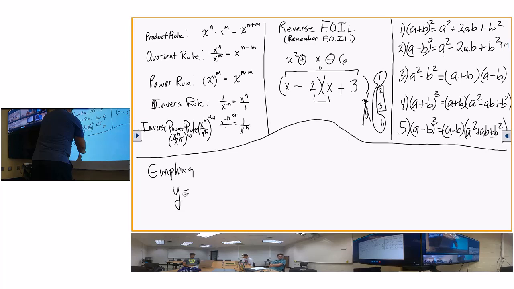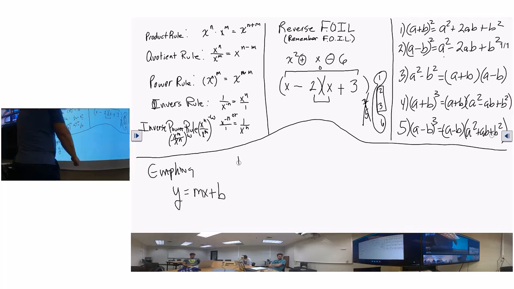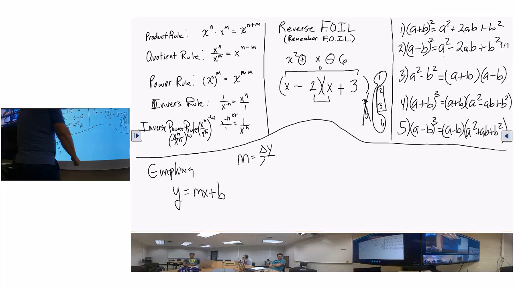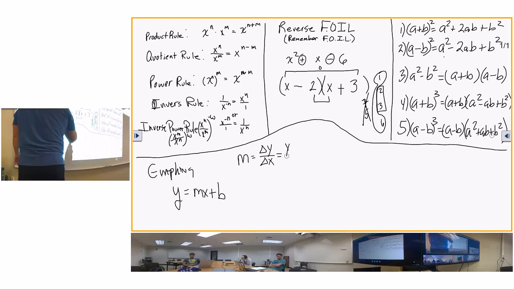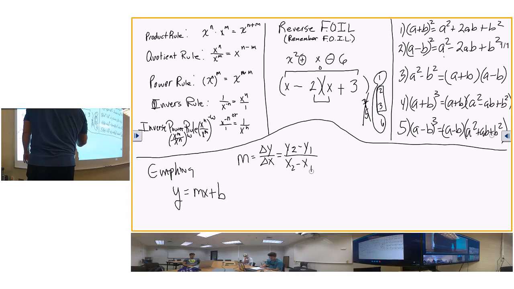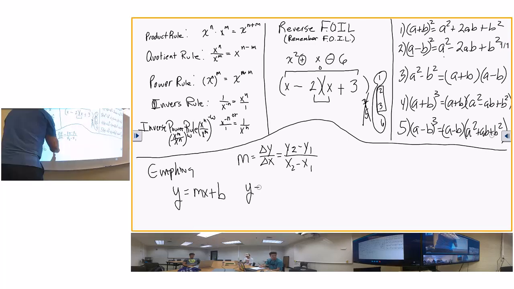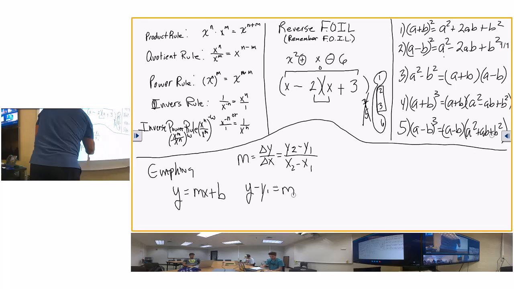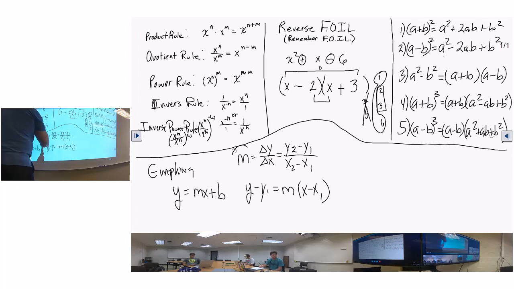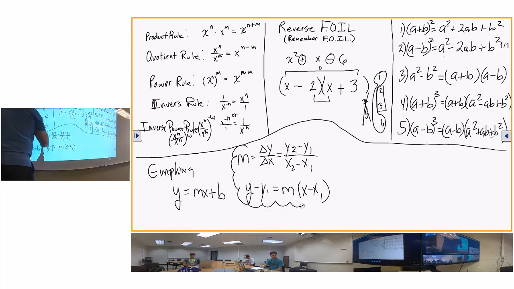Y is equal to mx plus b. M is equal to delta y over delta x, which is equal to y sub 2 minus y sub 1 over x sub 2 minus x sub 1. Y minus y sub 1 is equal to m times x minus x sub 1. These are the 2 equations or formulas that you use to find things.